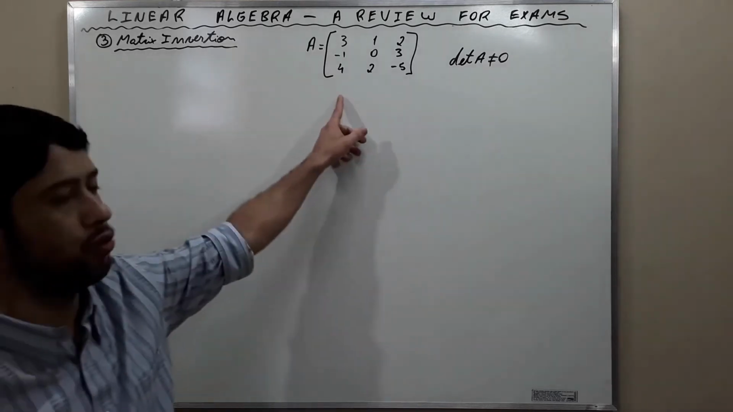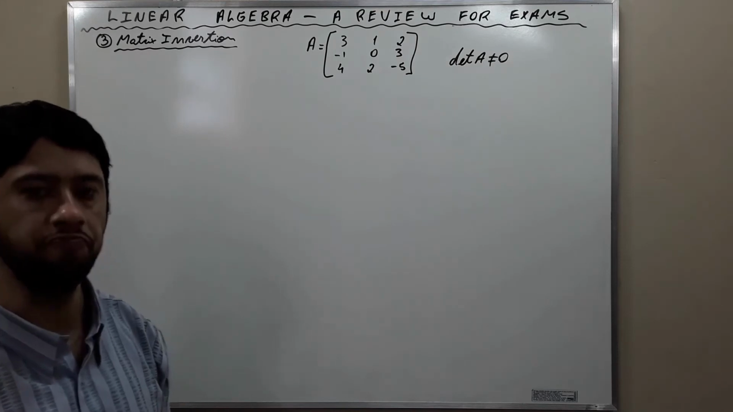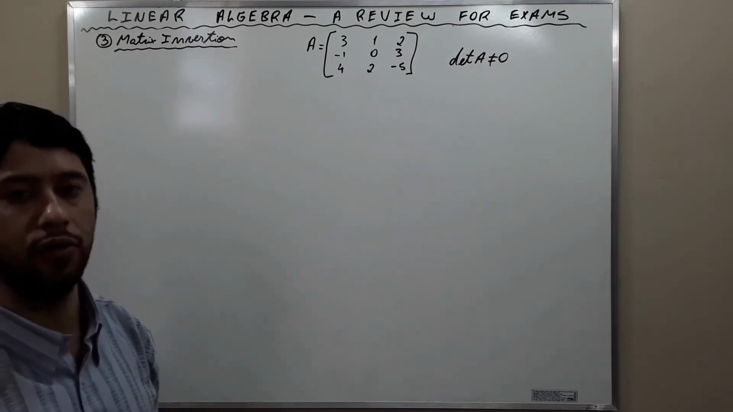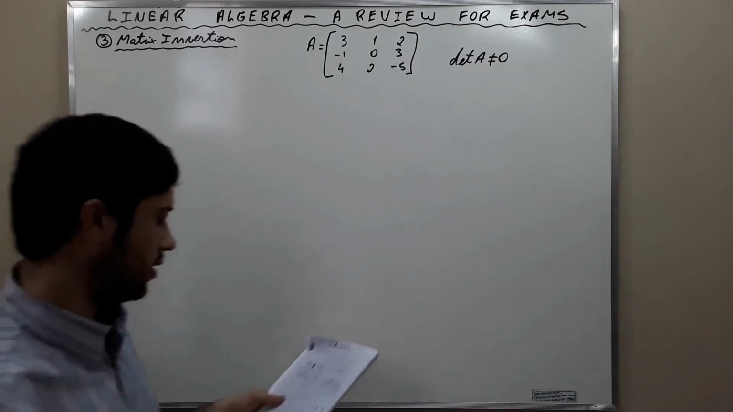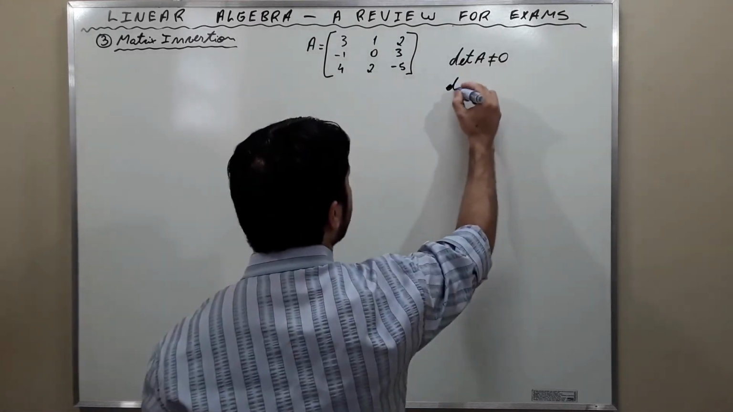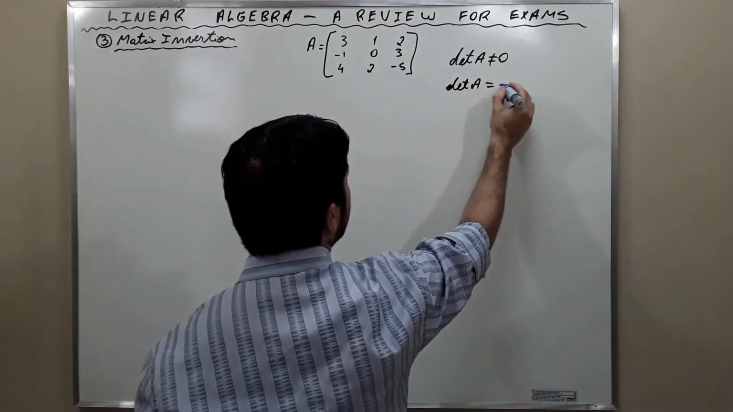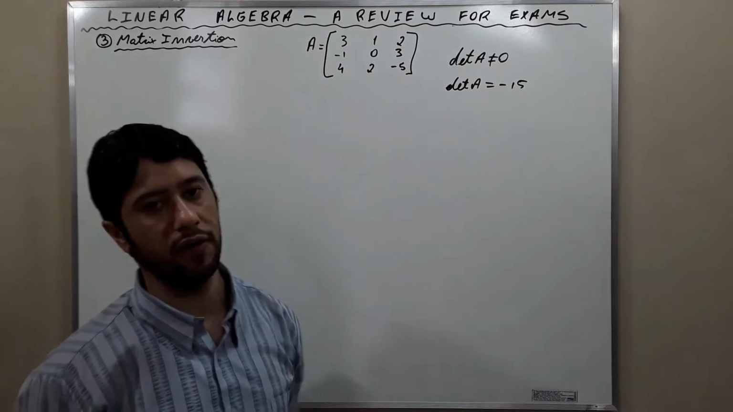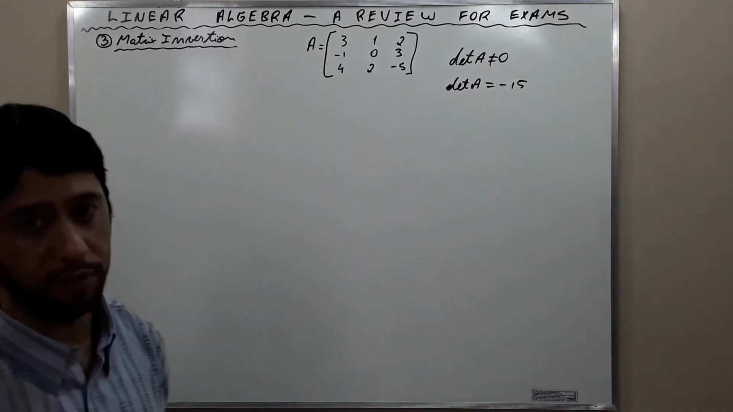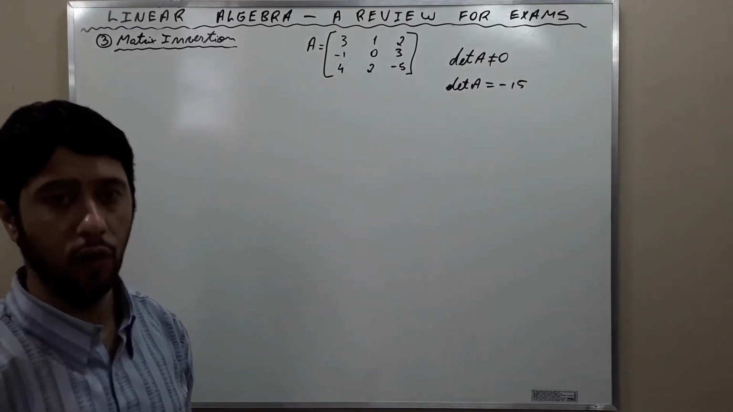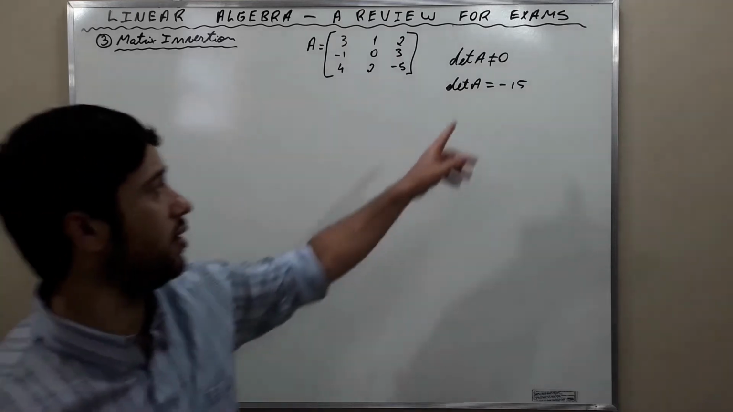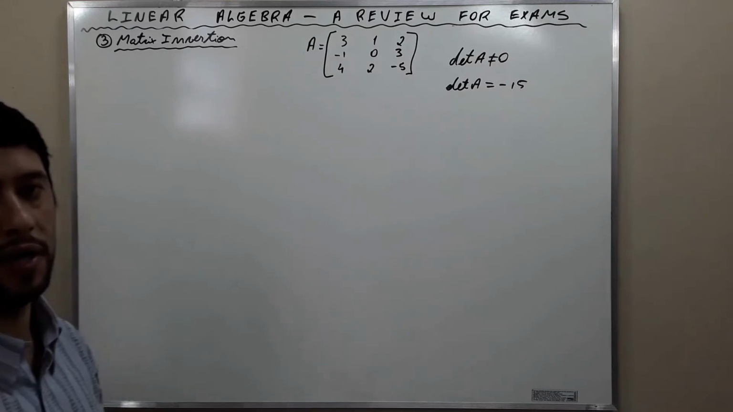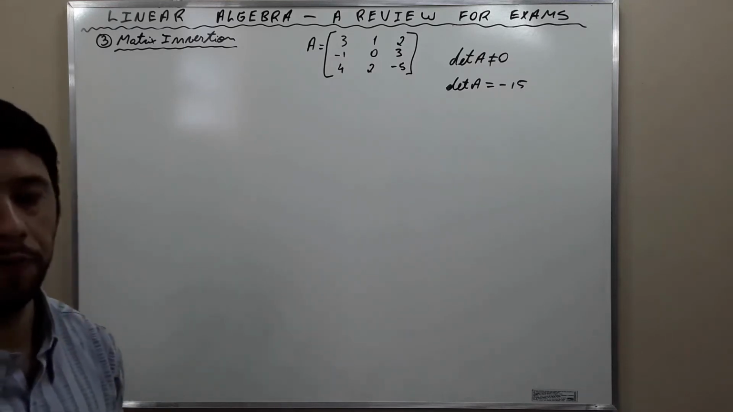By applying the rule of Sarrus, as we've studied in determinants, we found that the determinant of A is equal to negative 15. Okay? You may find a negative number here or a positive number. It doesn't matter. What matters the most is that it is non-zero and it guarantees that the matrix is invertible.